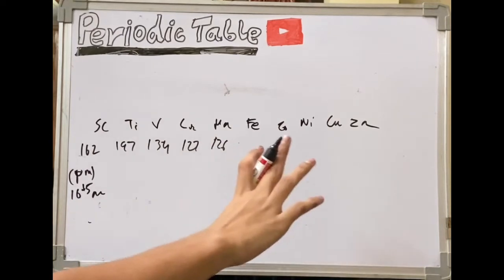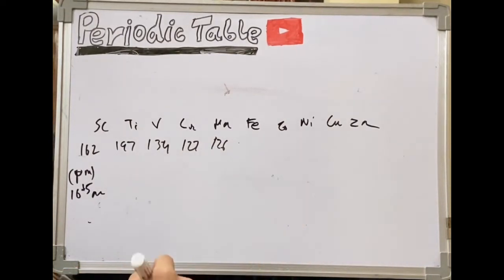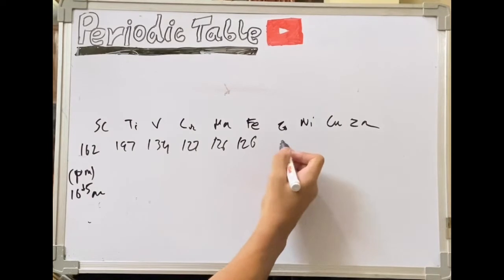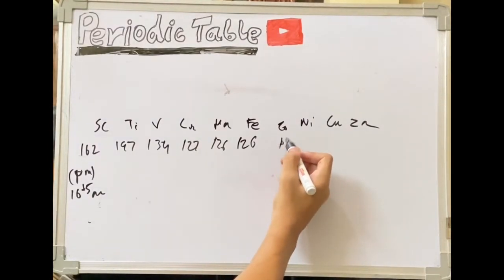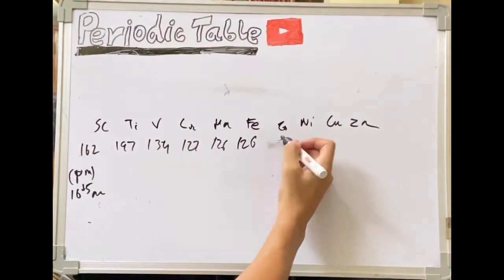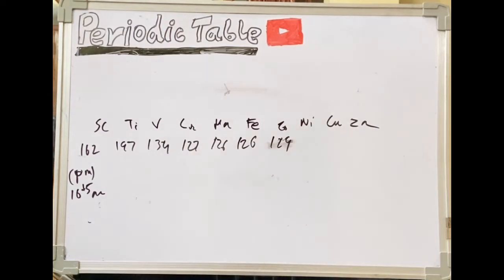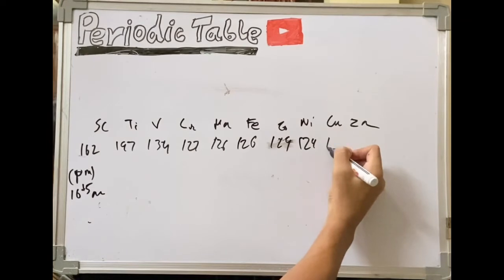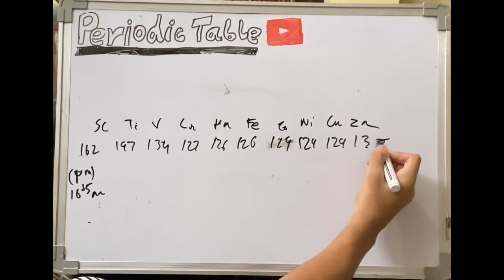Now there is continuous decrement over here. But if you go above manganese, it will be the same for 2. Then there will be very little decrement over here. And for the last two ones, it will surprisingly increase. And this will be 136.